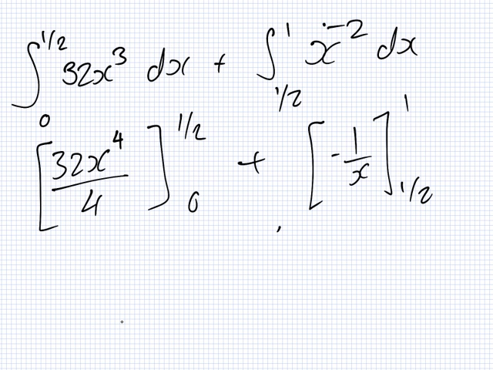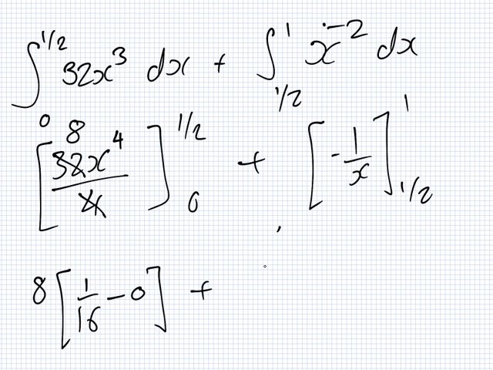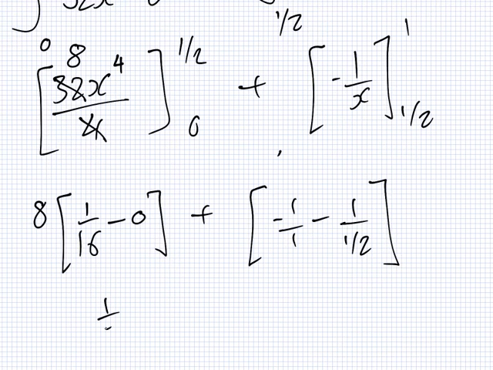Right, this is nice because what's that there? 8. So if I put in the 2, 4, 8, 16, this will be 1 over 16 minus 0. And then if I put in the 1, I get that. And if I put in the 1/2, I get that. So this will be 1/2 minus 1 minus 2. Minus minus here, so that's a plus. 1 plus 1/2, isn't it? 1 plus 1/2, 3 over 2.